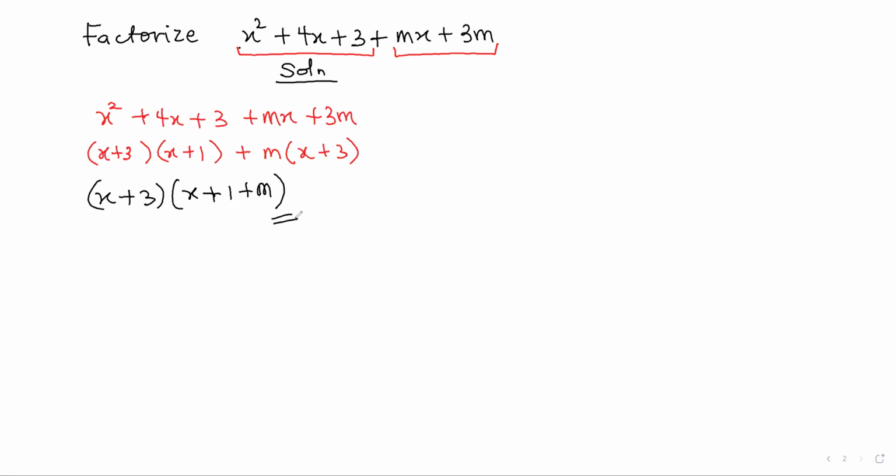So this is the type of question that comes in the compulsory, and students ought to familiarize themselves with it. Okay.